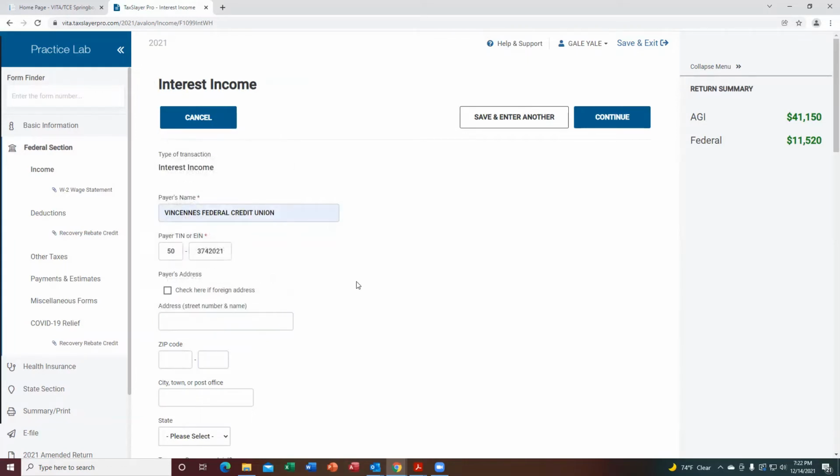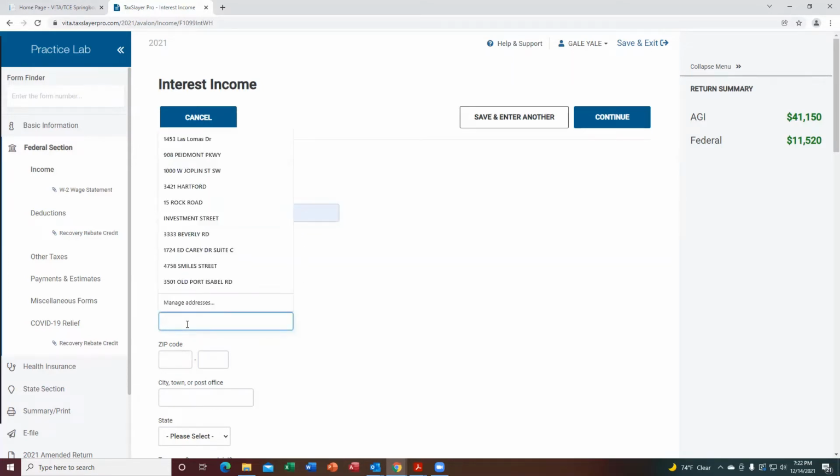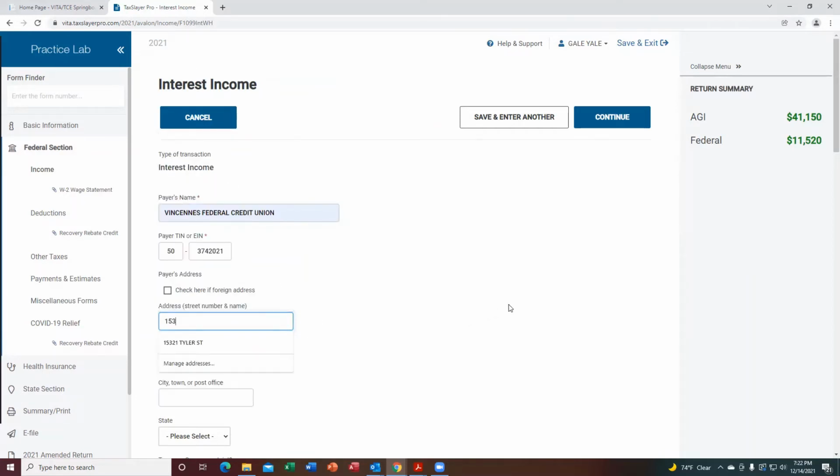And if you notice, this one's a little bit different, because even if I put the EIN number, nothing else populates, because you do have to enter the payer's name manually. It just works a little bit different. So the address that's been provided on the form, and the zip code, 06101.